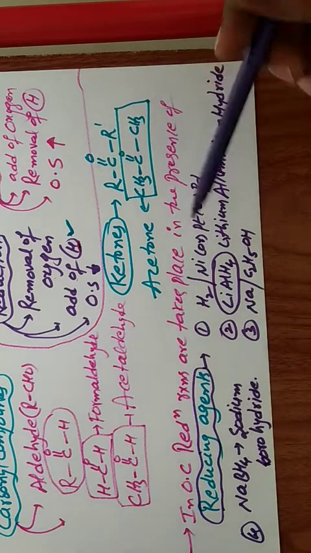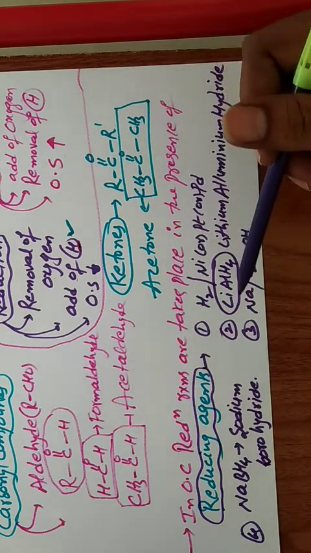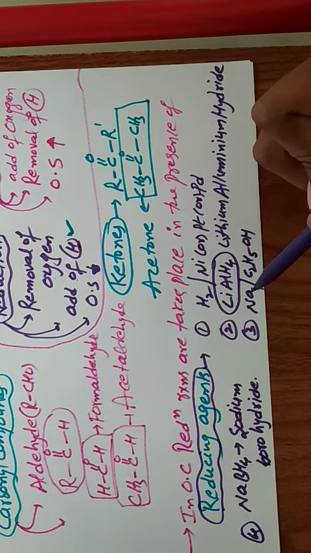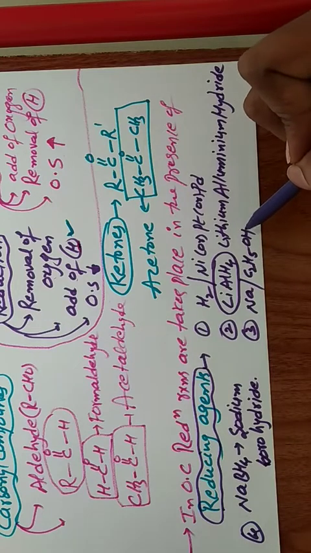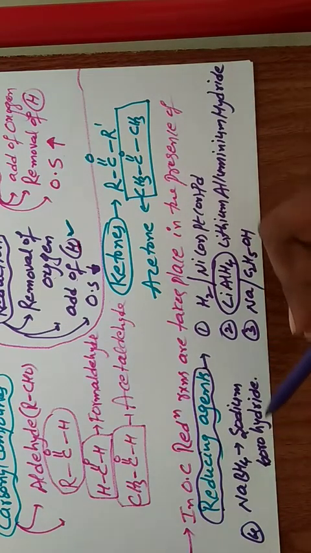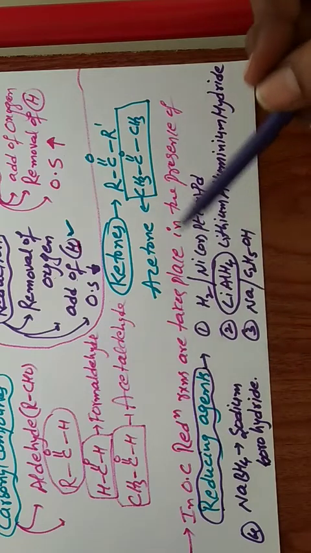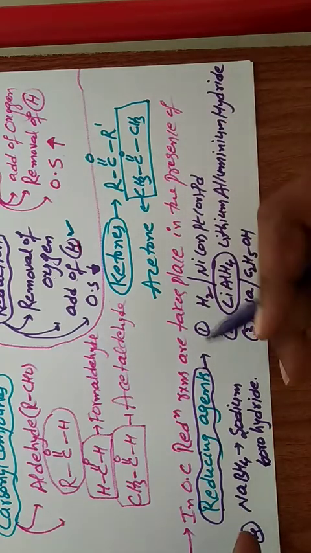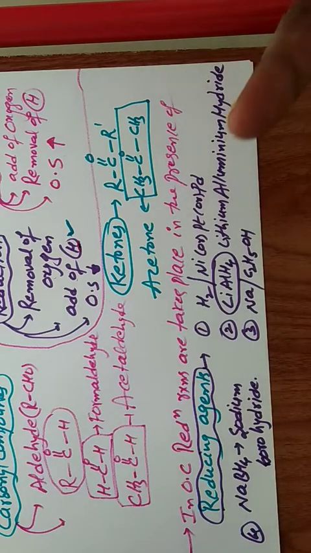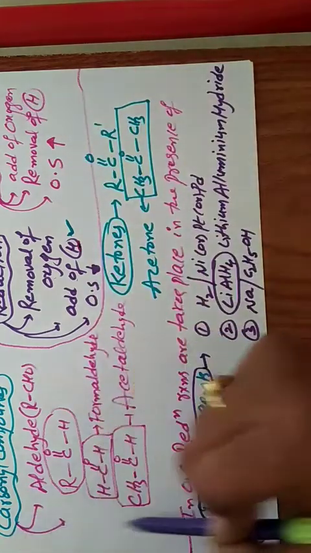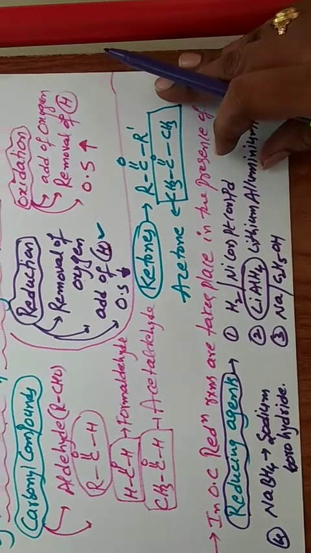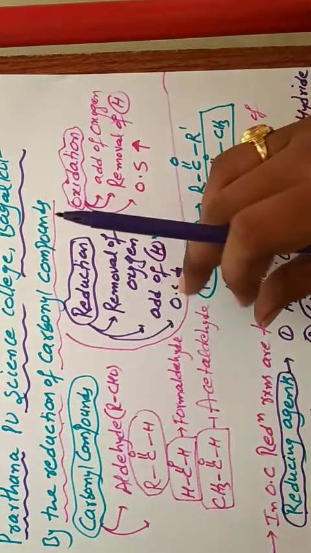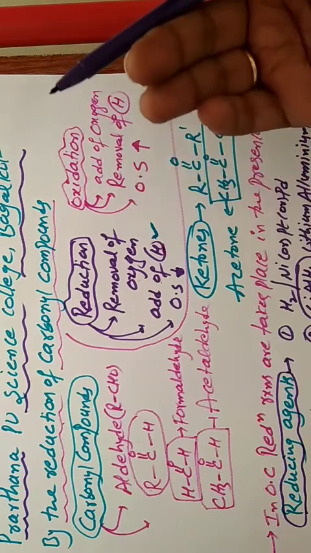What are the reducing agents? Hydrogen with nickel, platinum, palladium. Next, LiAlH4, lithium aluminum hydride. Sodium and ethyl alcohol. Next, NaBH4, sodium borohydride. These are the examples of reducing agents. These are all chemicals ready to release hydrogen atoms. Okay, so this is the basic information, not the main reaction. If you understand these points, it is very easy to understand the main reaction.